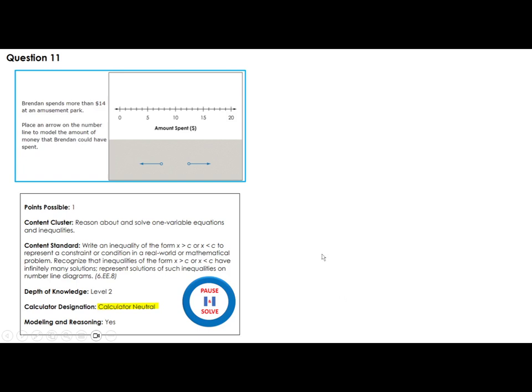Brendan spends more than $14, bigger than $14. Place an arrow on the number line to model the amount of money that Brendan could have spent. A question like that is really easy. Don't lose a question like that. So more than 14, here's the 14. More to the right. So you get that.